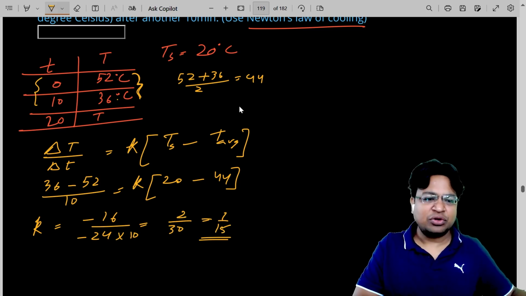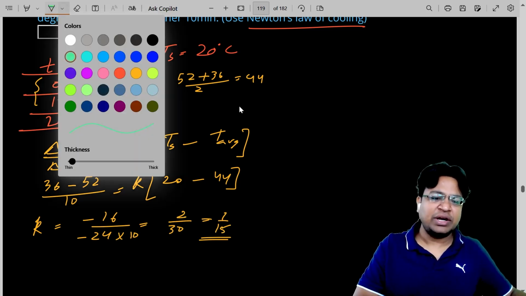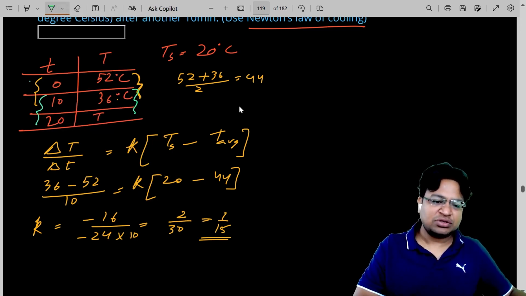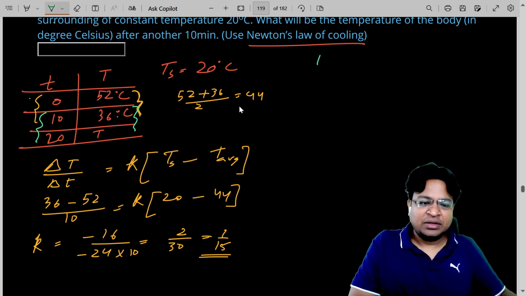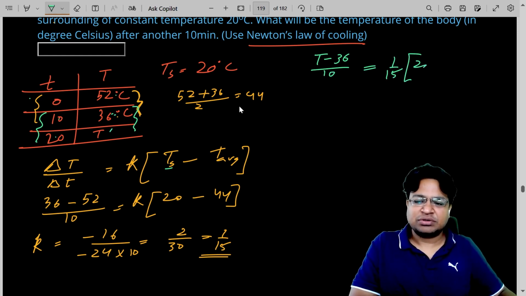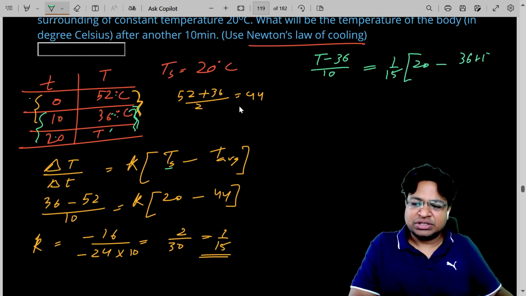Next, I'm going to write the same equation using the next two data points. When I use these as the data points, the change in temperature would be T minus 36. Notice that earlier we took the change as 36 minus 52. Now it becomes T minus 36, divided by the time, 20 minus 10, that is again 10, equals K. K is 1 upon 15. Then the surrounding temperature is 20. Average of these two would be (36 plus T) by 2.